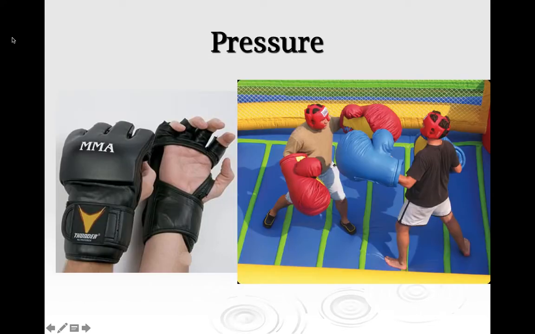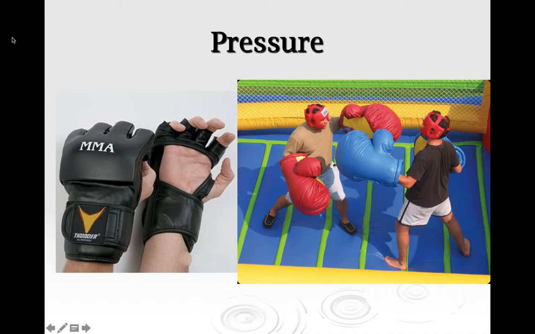Boxing, just another example. So, out of these gloves, the one on the left, very, very small gloves, versus the one on the right, very, very large gloves, which ones are more dangerous? And you can probably guess. The ones with the smaller surface area are the more dangerous ones. So the MMA gloves can deliver much more pressure with a punch than the large gloves on the right.